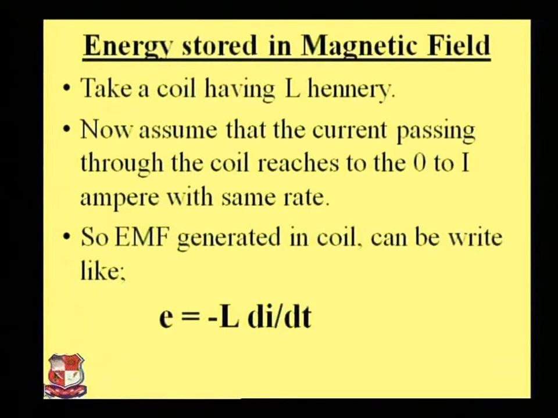So the electromotive force, EMF, is generated in the coil. Whenever the current passes through the coil, the EMF generated is E equals minus L di by dt. This is the amount of EMF generated when the current passes through the coil.